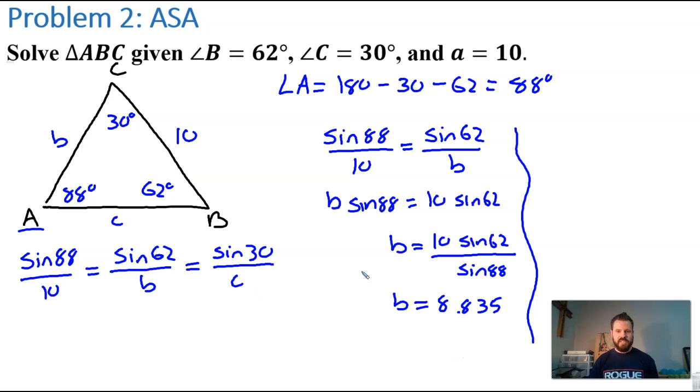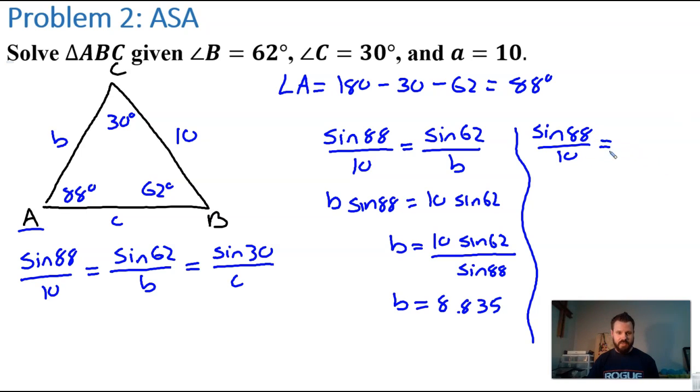We'll do the same thing with the c, and again I'm going to use the A's because I know those are exact. Okay, we can say sine 88 over 10 is equal to sine 62 over b. Okay, cross multiply. I'm going to divide in one step here. I lied. Let's make my eraser bigger. Come on. All right, whoops, I lied.